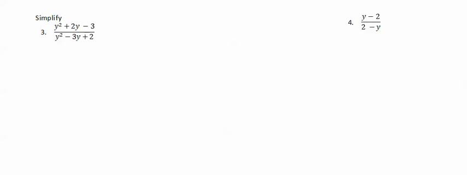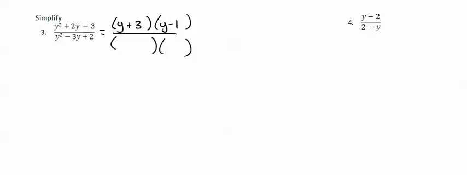The next part of this section is we are going to simplify rational expressions. Again, we're going to do this by using our factoring skills from the previous sections. So what you are going to do is factor the numerator and factor the denominator if it is possible. The numerator can be factored to y plus 3 and y minus 1. Again, two numbers that multiply to negative 3 but add to positive 2. And I'll do the same thing in the denominator. I want to get y minus 2 and y minus 1.